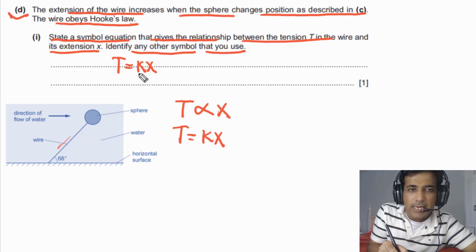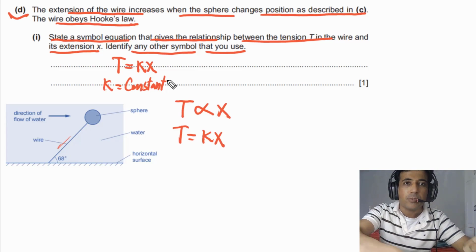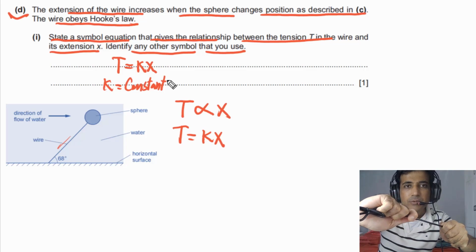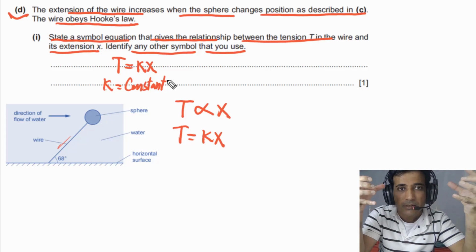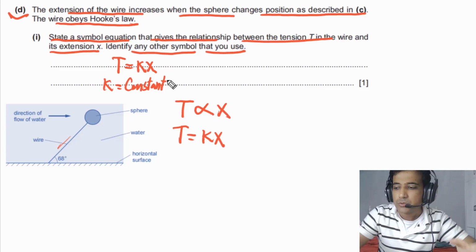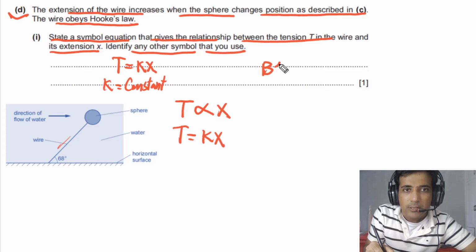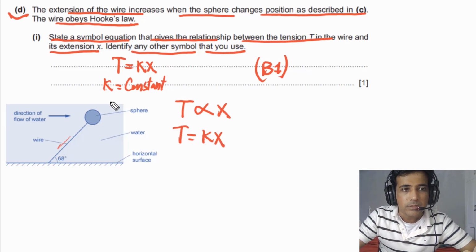Then the symbol we have used is K. So you can say K is a constant. So that's all what you need to write down. This wire obeys Hooke's law. So simply you can imagine that this one is the wire. As tension in this wire increases, extension of this wire will increase. But this wire obeys Hooke's law, so tension and extension, they are proportional to each other. So simply you have to write down T is equal to Kx. And this question has only 1 mark. If you have written T is equal to Kx and you have written K is constant, you will get 1 mark. Very simple question, very straightforward one.